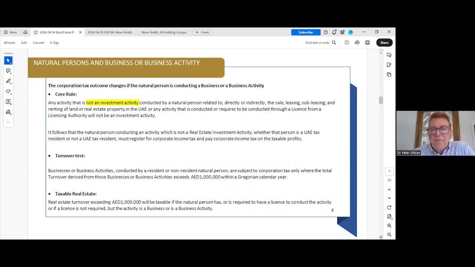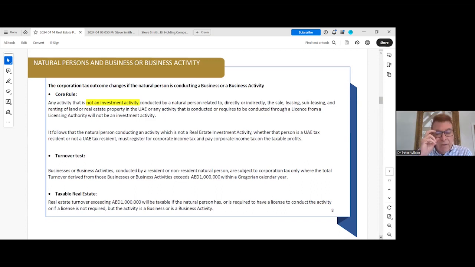So it's very difficult to conclude that a person who made turnover of 2 billion dirhams is carrying on an investment activity. Very difficult. But if the person's not carrying on an investment activity, then he or she is going to be required to register for corporate tax and pay corporate tax on the taxable profits. But the first question is, will that person end up paying any corporate tax?